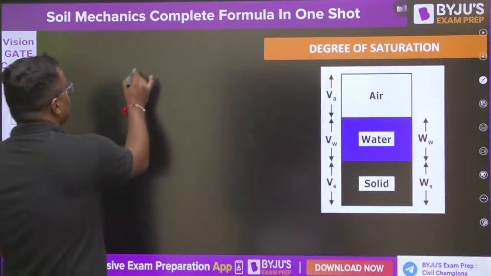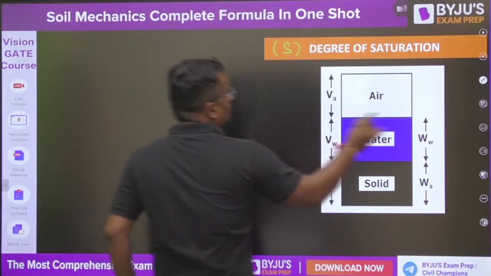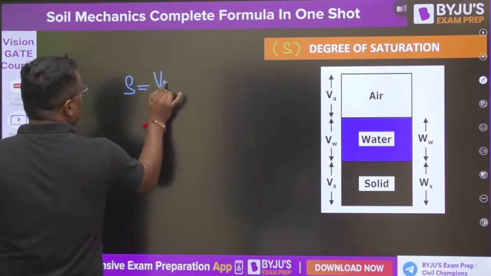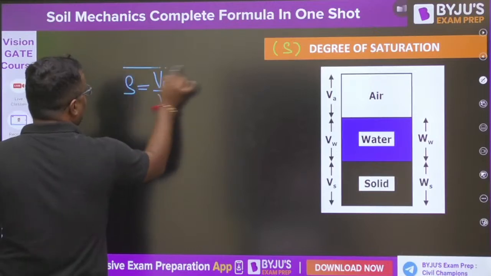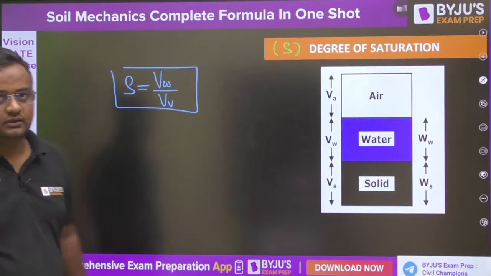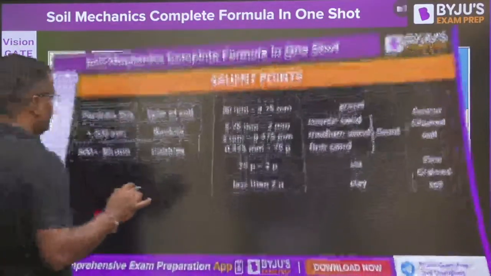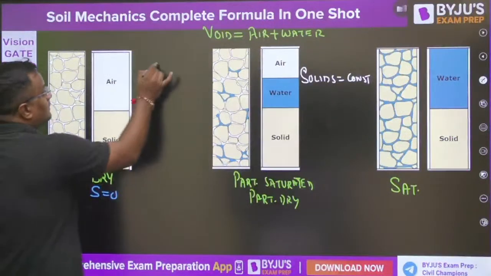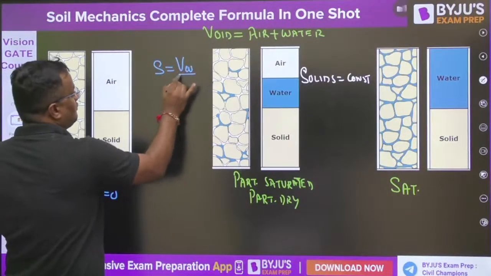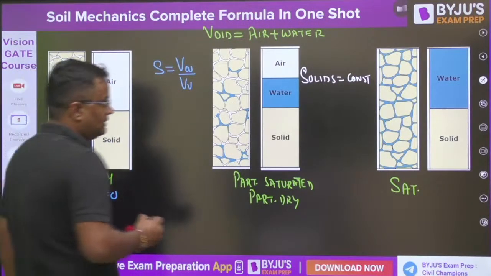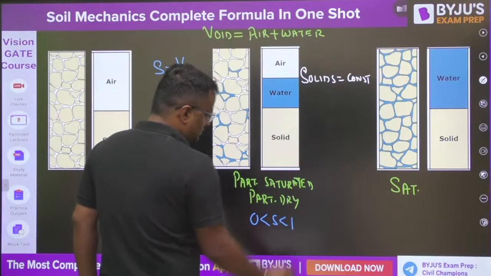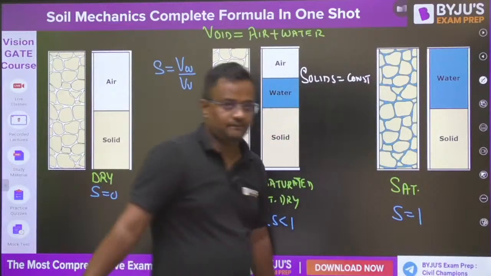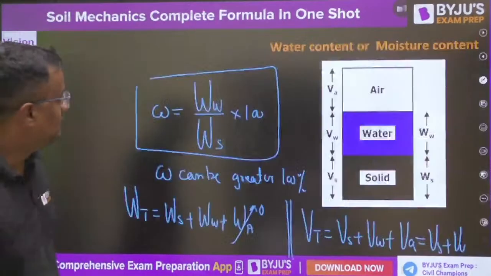Now degree of saturation is represented by S. This is volume of water out of the total voids. Guys, in the dry state, S is volume of water by volume of voids, so with no water, S is equal to 0. In partially saturated soil, it is between 0 and 1, and in saturated soil, the S value is 1.